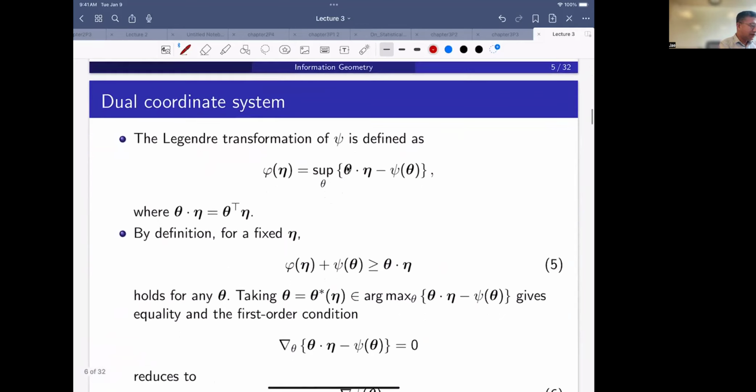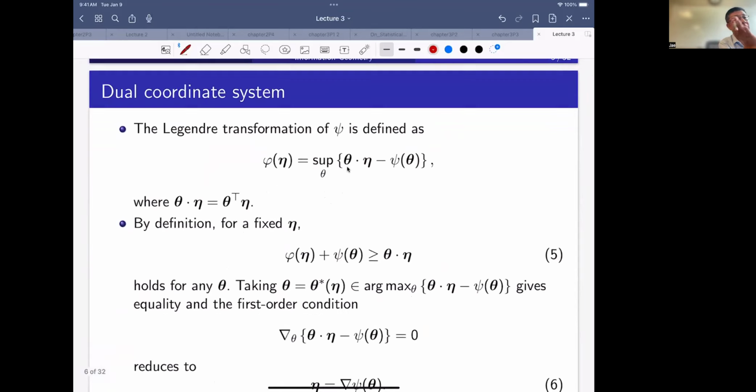Now we can formally define the dual function, how we can understand the duality. This is called the Legendre transformation. This is a very interesting and intriguing idea, and it turns out that it's a very powerful idea.